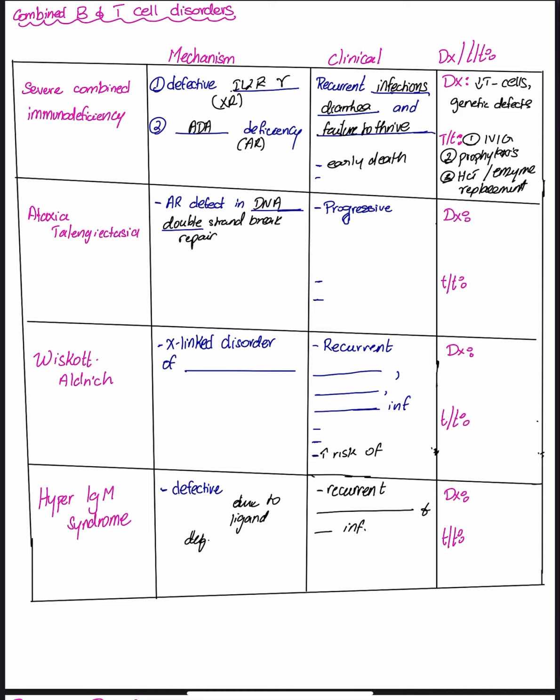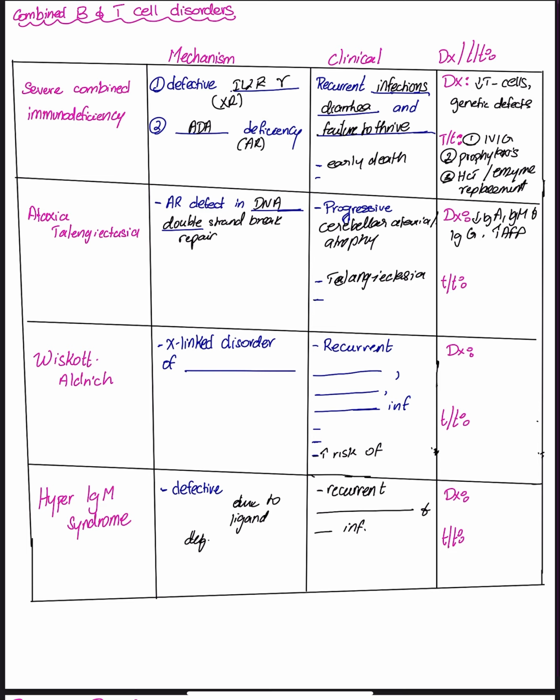So, what is a clinical finding? So, you get progressive cerebellar ataxia and atrophy. And you can also get telangiectasia. And then you can diagnose this by seeing decreased IgA, IgM, and IgG. And you can also see increased AFP as well.